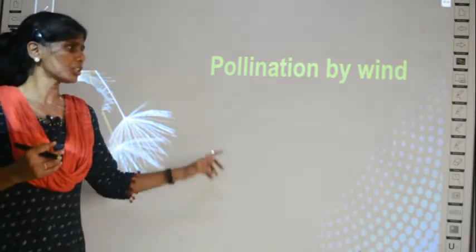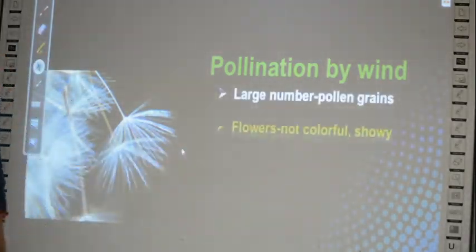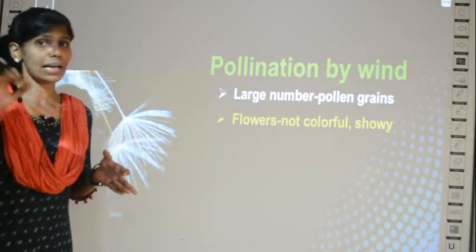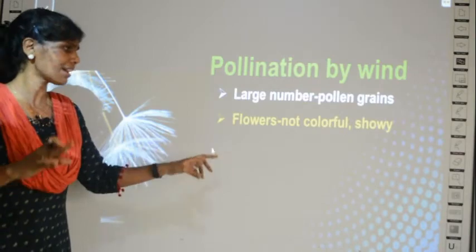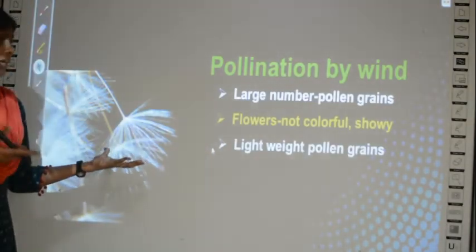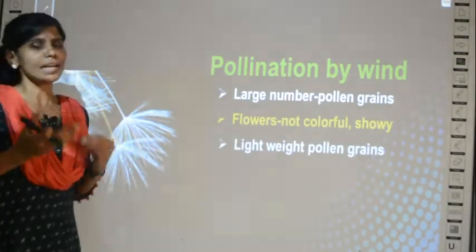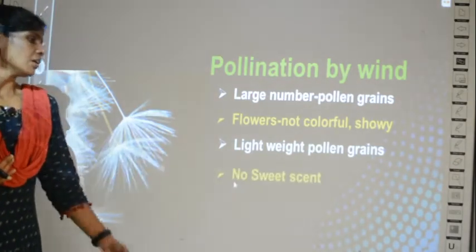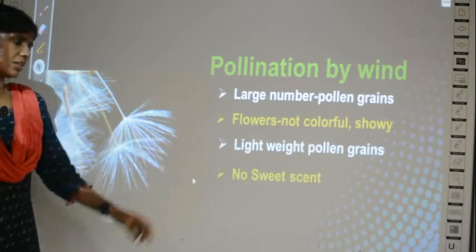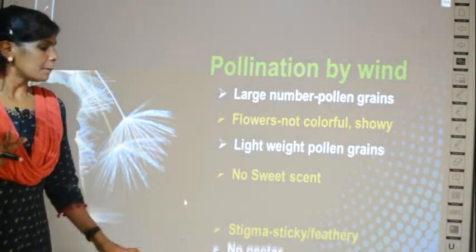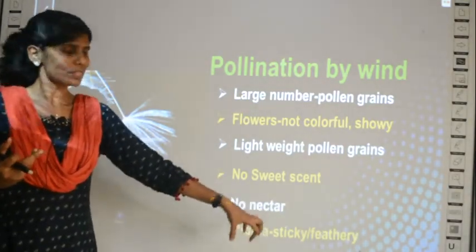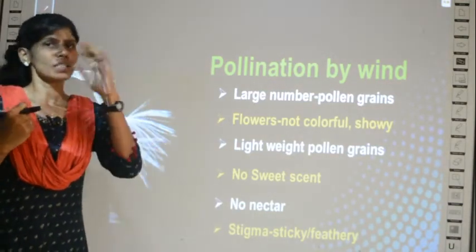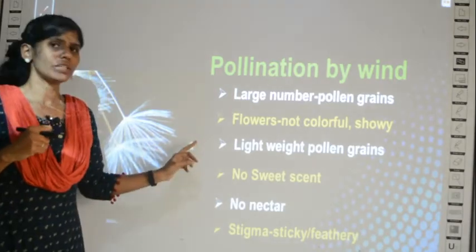What about pollination by wind? There are some qualities like there should be a large number of pollen grains, and the flowers are not brightly colored as we have seen in the previous slide. The flowers are not colored or showy, they are white in color, but they are light in weight, so that they can be carried away by the wind. Also, there is no sweet smell or fragrance or nectar, but the stigma which receives them is always sticky in nature, so that it can trap the pollen that is moving about in the wind.